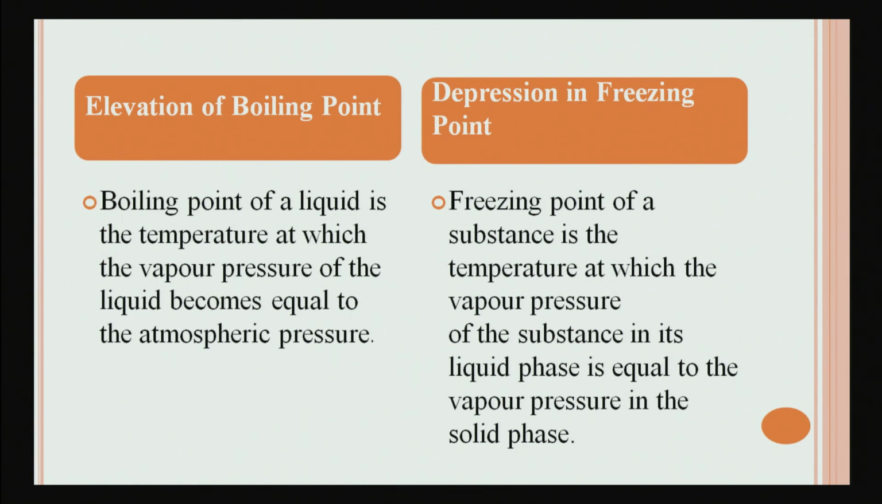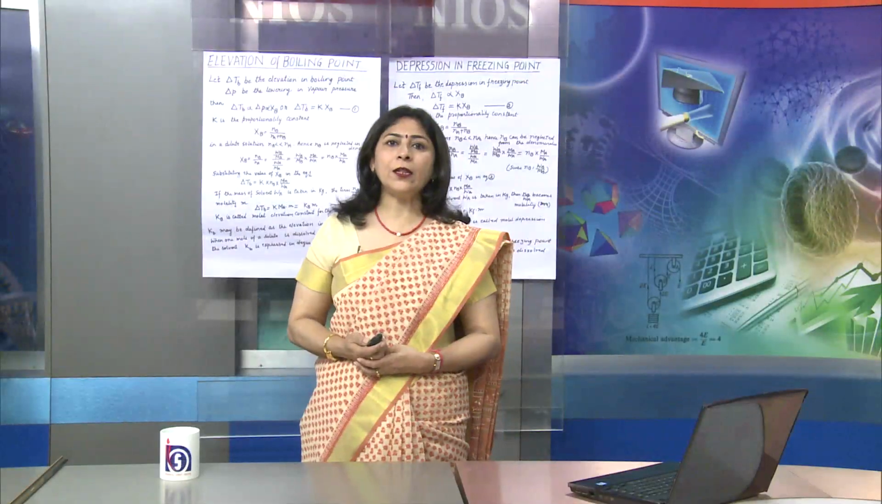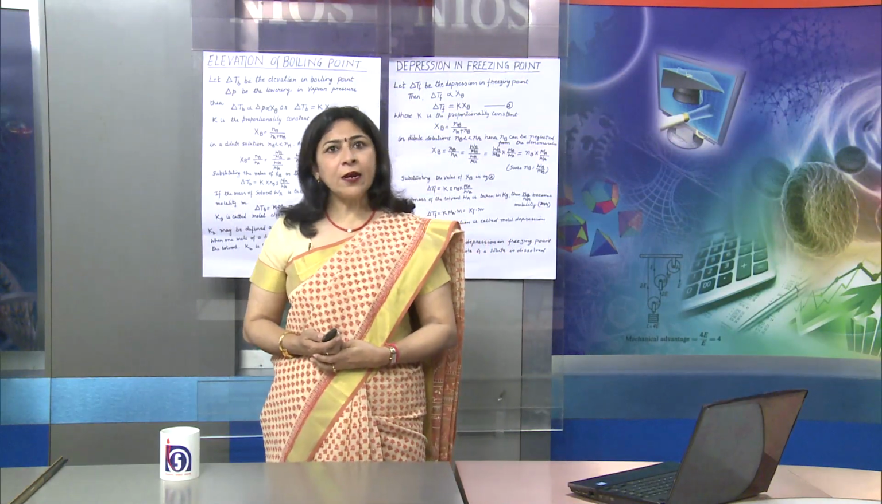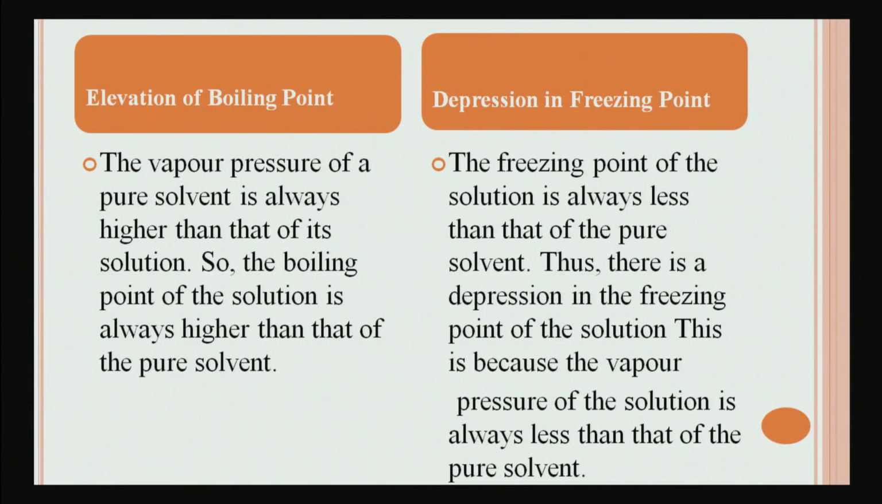Boiling point of a liquid is the temperature at which the vapor pressure of the liquid becomes equal to the atmospheric pressure. Now, what is freezing point? Freezing point of a substance is the temperature at which the vapor pressure of the substance in its liquid phase is equal to the vapor pressure in the solid phase. Second, like in elevation of boiling point, the vapor pressure of the pure solvent is always higher than that of the solution. So, the boiling point of the solution is always higher than that of the pure solvent.